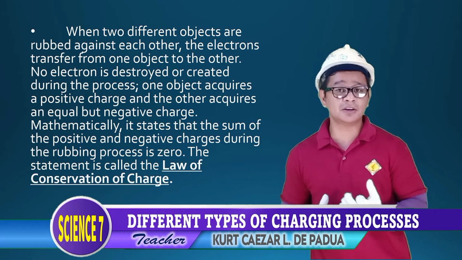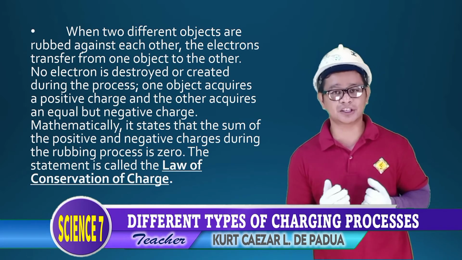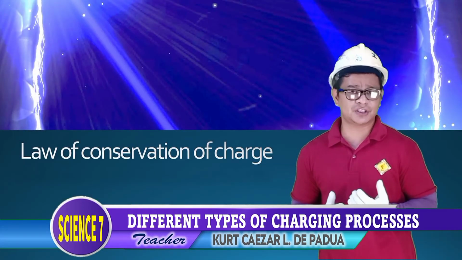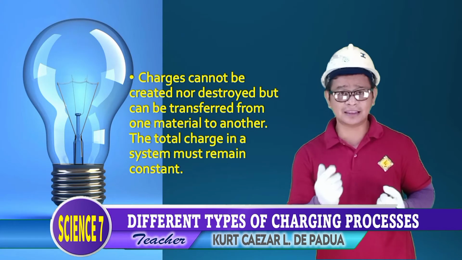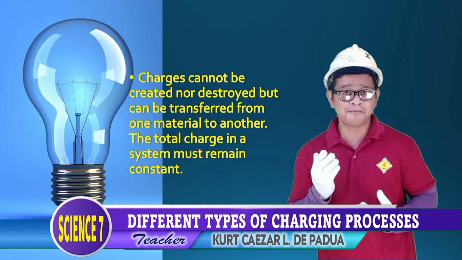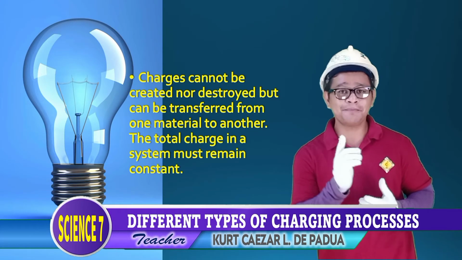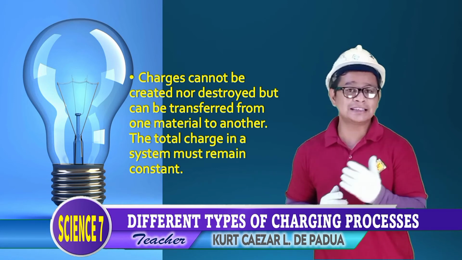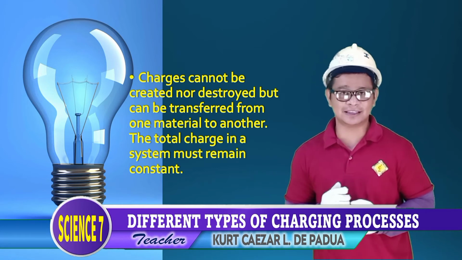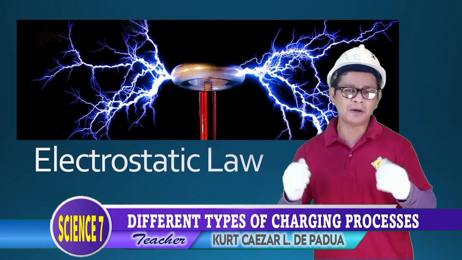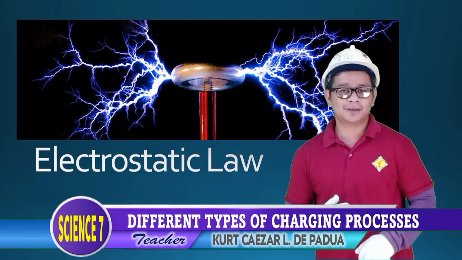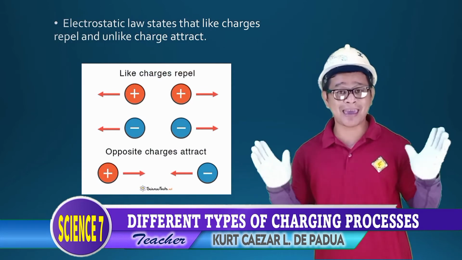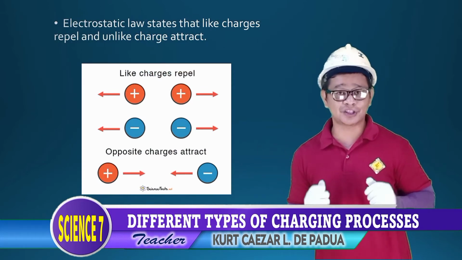The statement is called the law of conservation of charge. What is the law of conservation of charge? Charges cannot be created nor destroyed, but can be transferred from one material to another. The total charge in a system must remain constant. What about electrostatic law? Electrostatic law states that like charges repel and unlike charges attract.